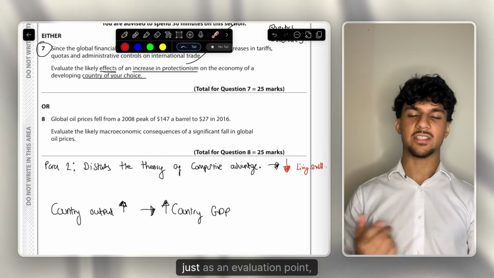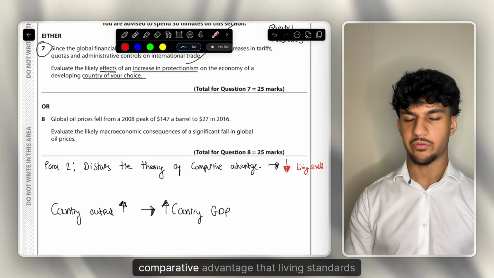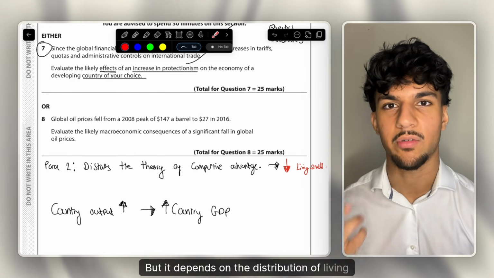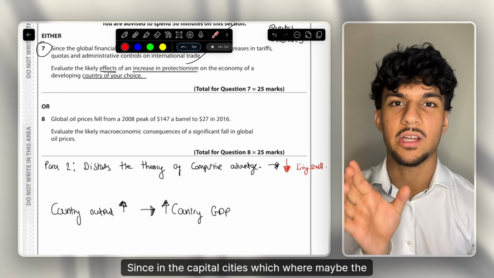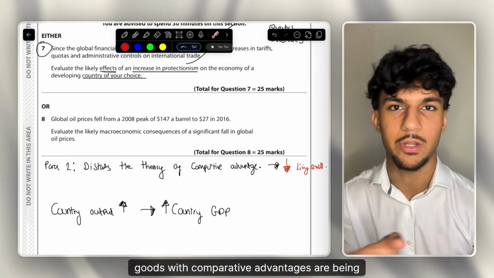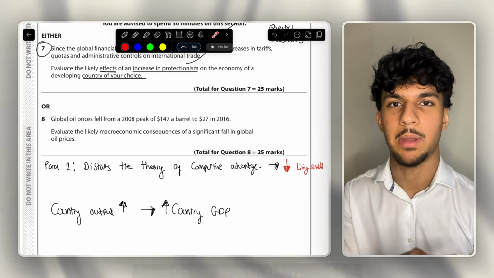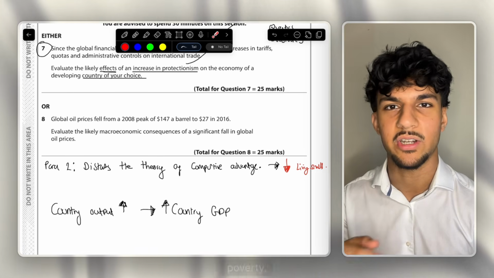But of course, straight away, just as an evaluation point, what pops into my mind is we say with the theory of comparative advantage that living standards improve, but it depends on the distribution of living standards improving, since in the capital cities, where maybe the goods with comparative advantages are being produced, maybe they'll increase lots there, but then in terms of the distribution of living standards, maybe the rural areas will still be in poverty, very poor off.